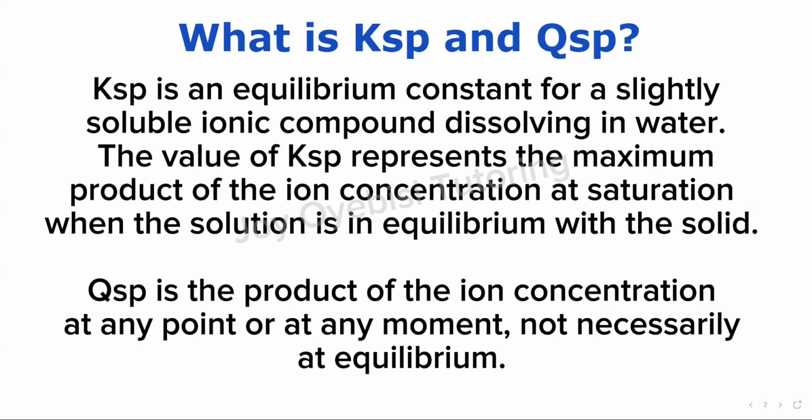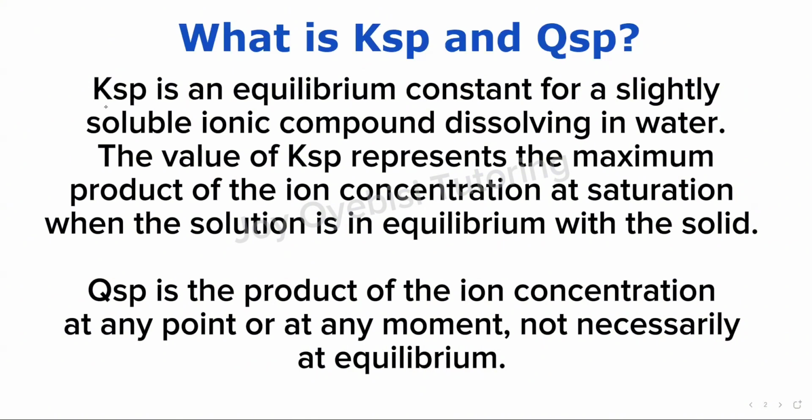Now, QSP, on the other hand, is known as the ion product. And it is the product of the ion concentration at any moment, not necessarily at equilibrium. QSP can also be called the solubility product quotient.